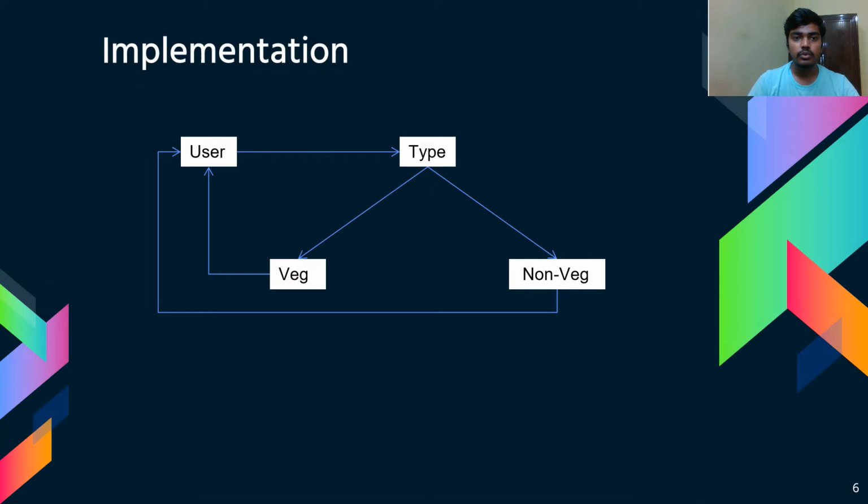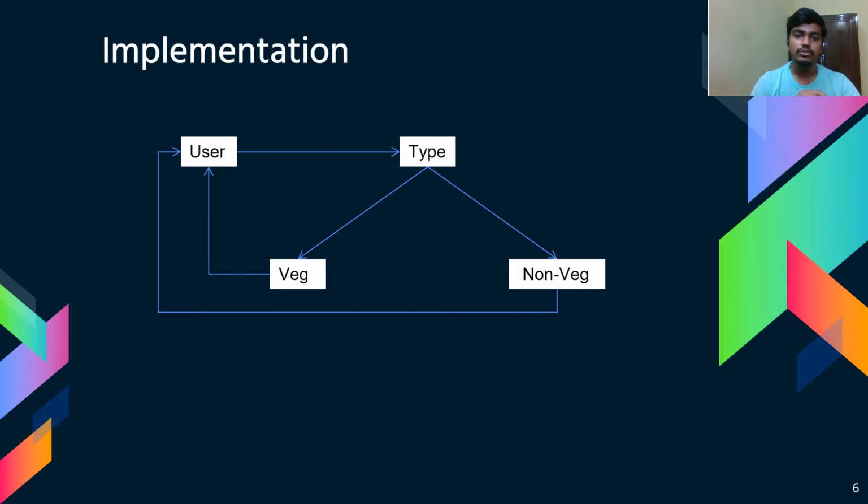Implementation. Here is the small example which I am going to explain about the decorator pattern. Let us consider a user. The main motto of this implementation is a food ordering system. Whenever the user orders food, it asks for the type of food, whether it is veg or non-veg.